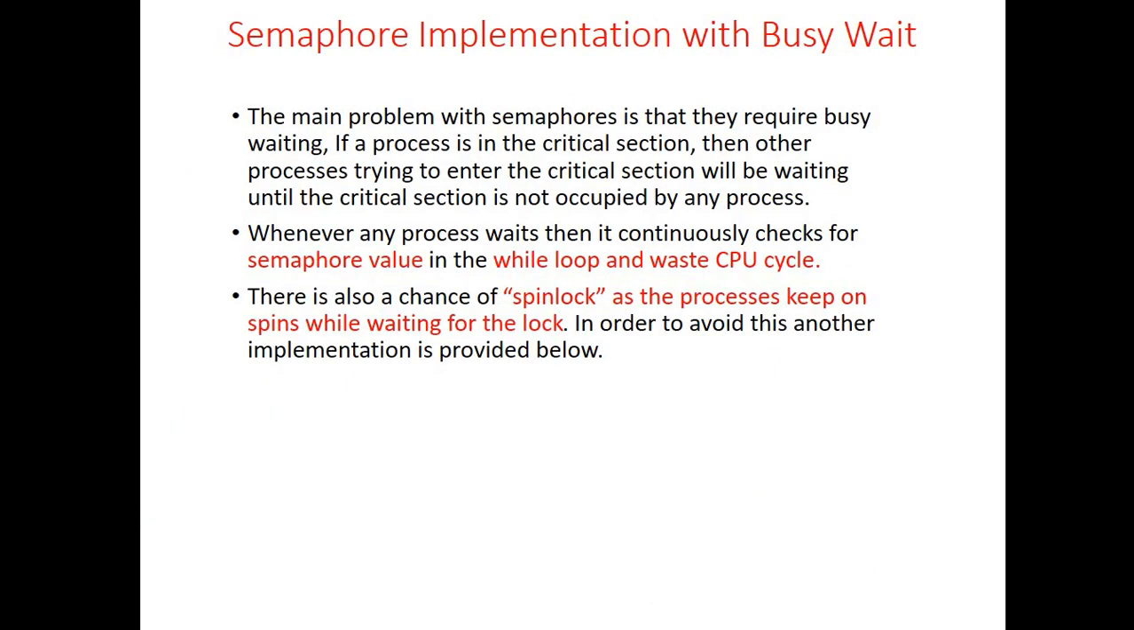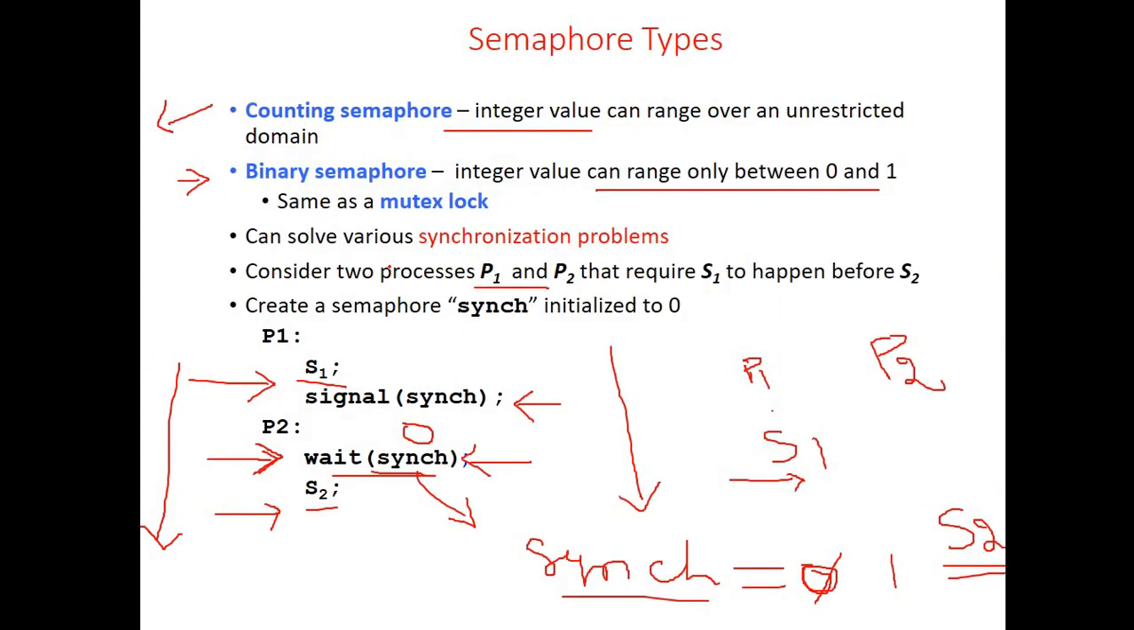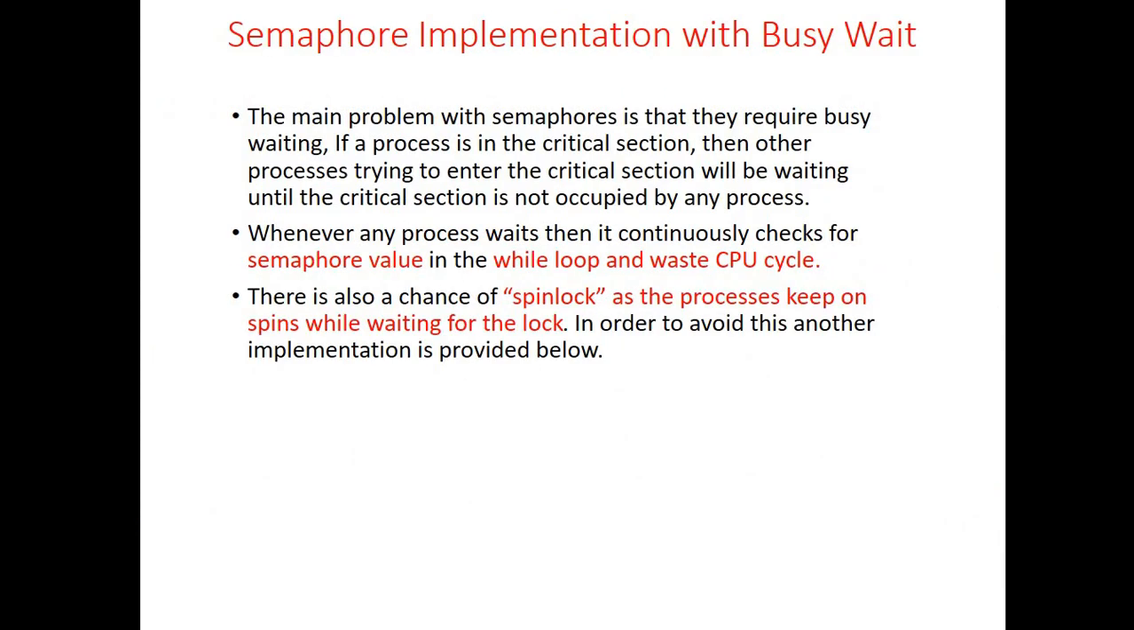Semaphore implementation with busy wait. Whatever we have seen in the previous wait and signal function calls are all the implementation of the binary semaphore, implementation of the semaphore with busy wait. Here the process will be blocked waiting in the while loop, checking for the availability of the semaphore variable. That is the main problem with the implementation of the semaphore with busy waiting. This busy waiting wastes a lot of CPU cycles.